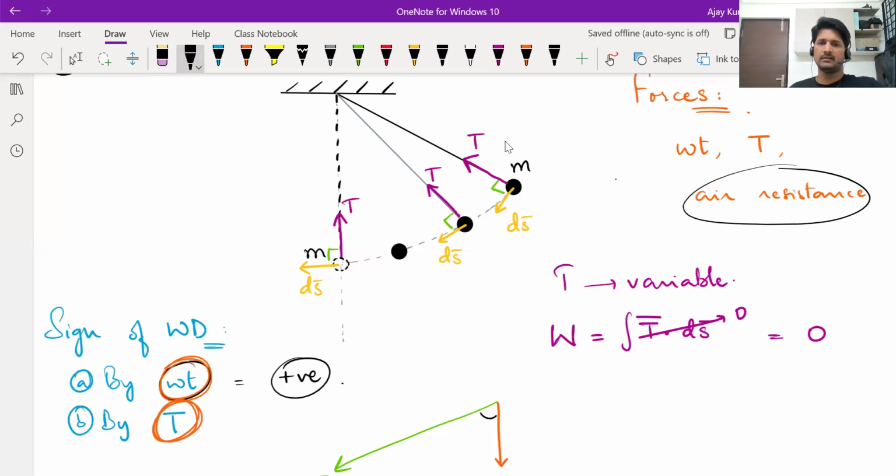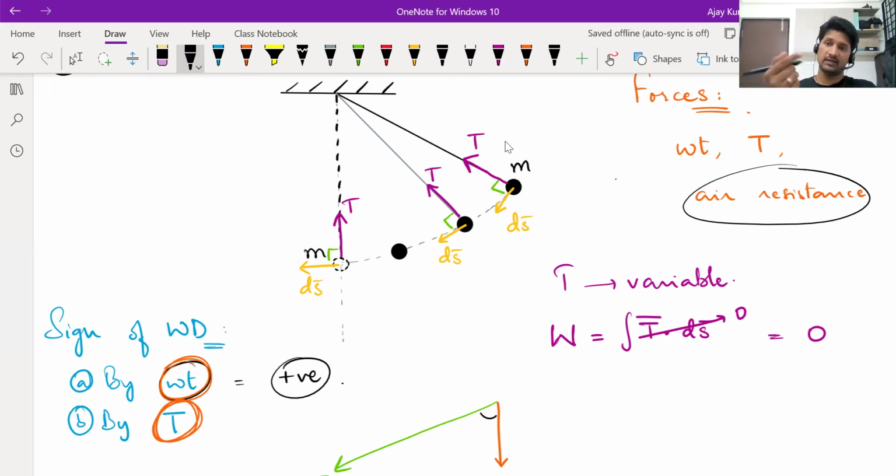We'll do that. But did you all understand how work done by tension is 0? How we approach the problem? Any doubt in this? Okay, you have to visualize the force and the displacement, then only your answers for work will be correct.